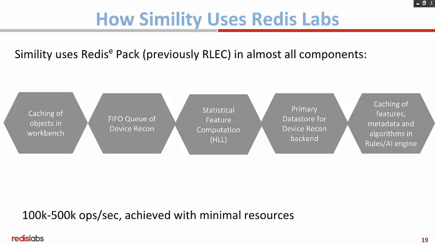Actually, our device recon team and our API teams kind of compete on which queue, Kafka or the Redis queue, runs faster. The next one is we use it for pretty heavy statistical computations like HyperLogLog. We have a bunch of custom Lua scripts that we execute for various other computations. We use it as our primary data store for device recon, which was a little surprising for our entire team because Redis was previously seen as only a caching solution, kind of replacing Memcache.